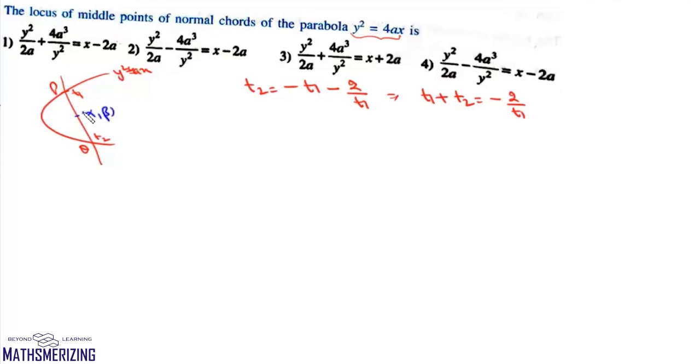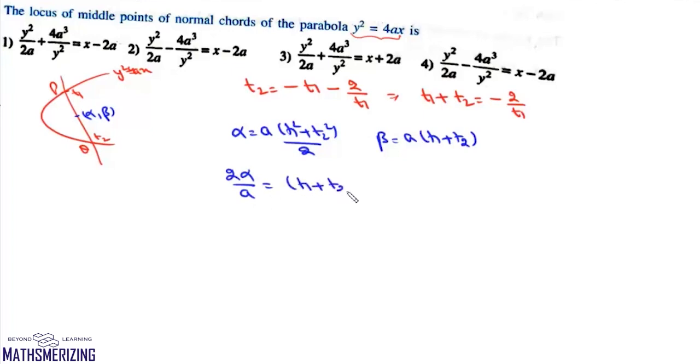Now we need to find the locus of the midpoint of this chord. So let us say the locus is (alpha, beta). So I'll write alpha as a(t1 square + t2 square)/2, and beta will be 2a(t1 + t2)/2, so it will be a(t1 + t2). Now we can write this as 2 alpha/a = (t1 + t2) whole square minus 2 t1 t2.